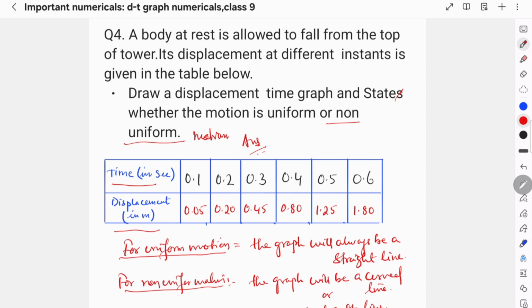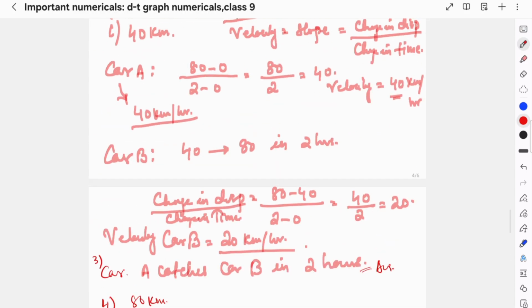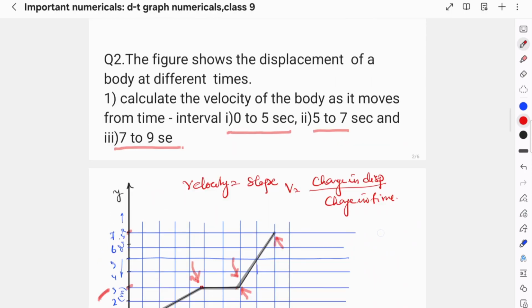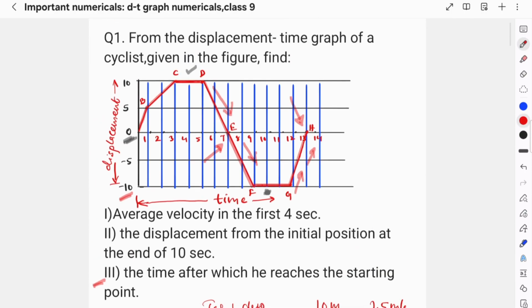Okay students, we'll close this session. This session was on distance or displacement time graph. So the next session will be on velocity time graph.